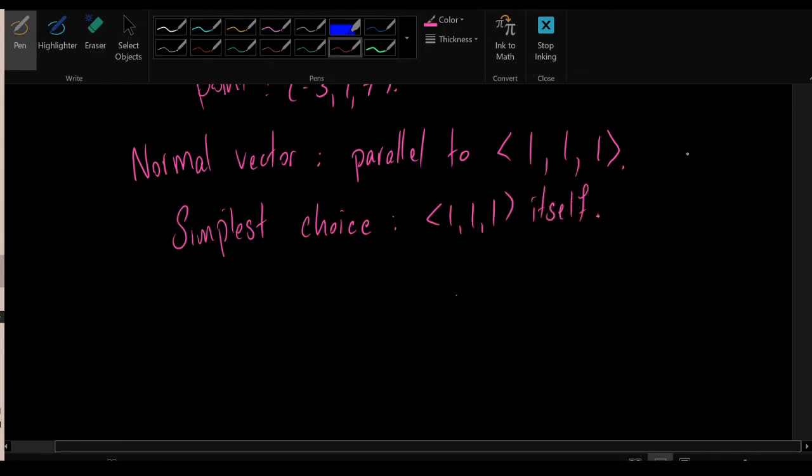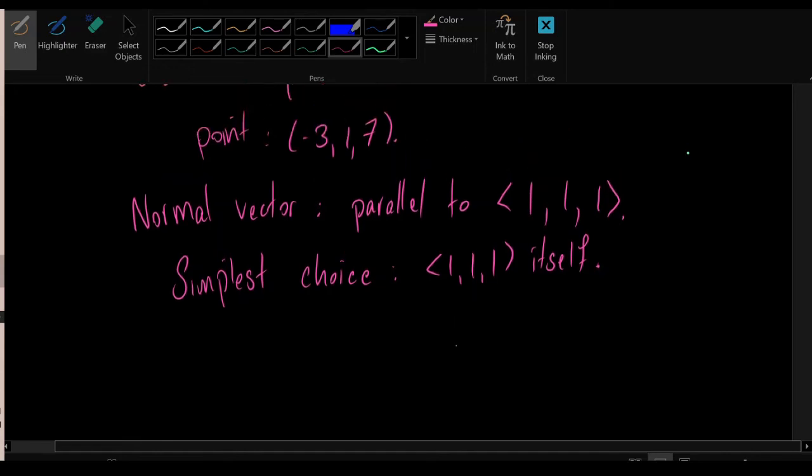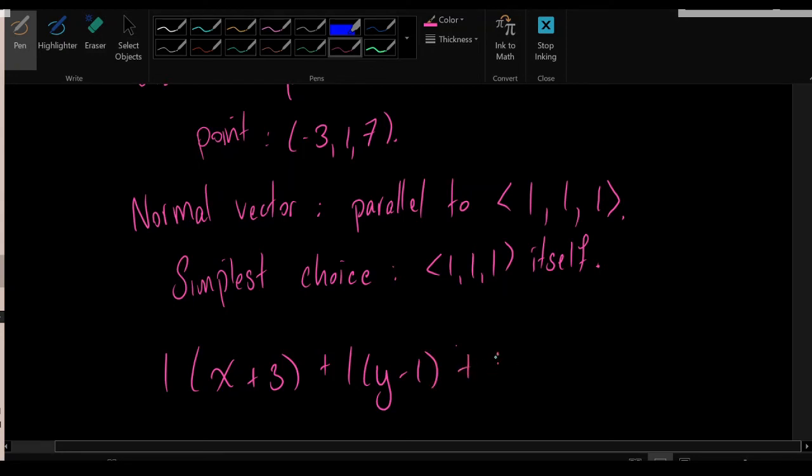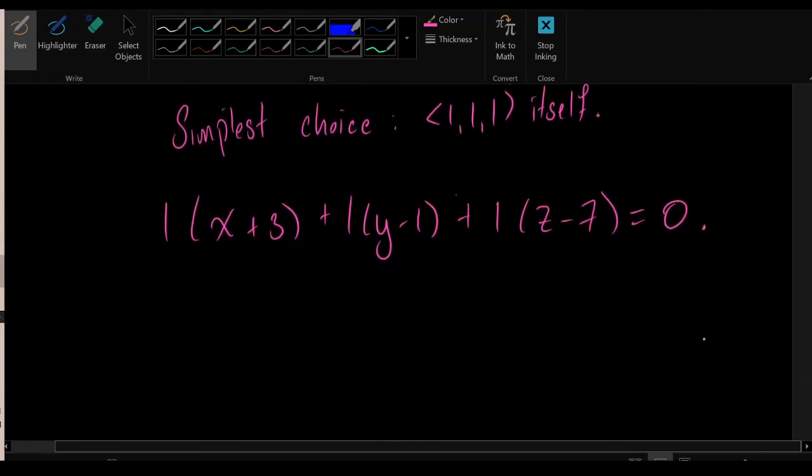Alright, so just picking the simplest possible choice, let's go ahead and plug in the normal vector where we have 1 times x minus the x of the given point, 1 y minus the y of the given point, 1 z minus the z of the given point equals 0. This can be simplified if you like, but it's optional.